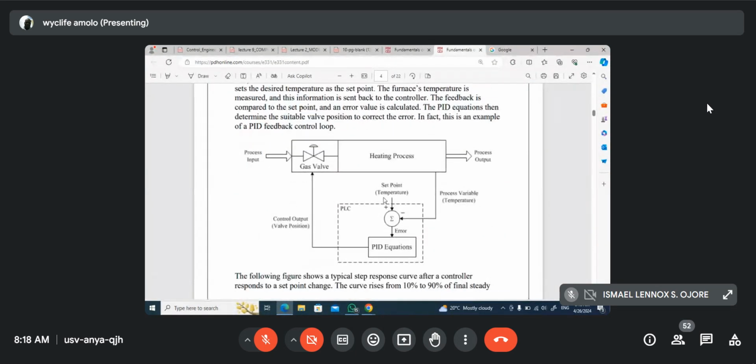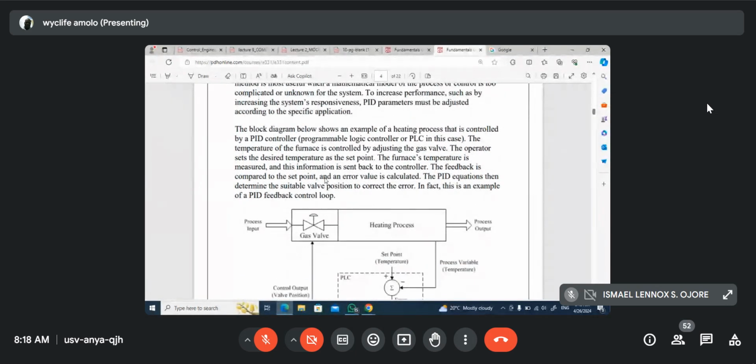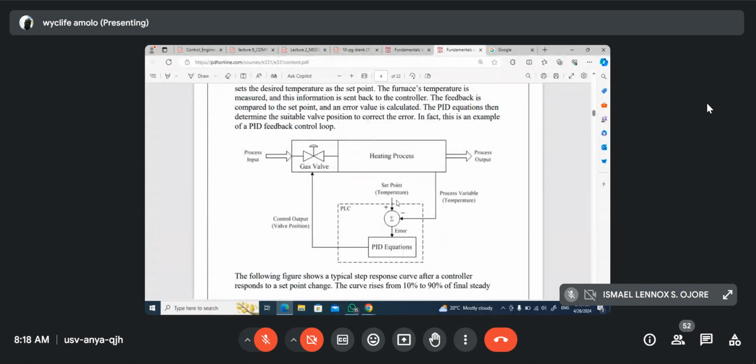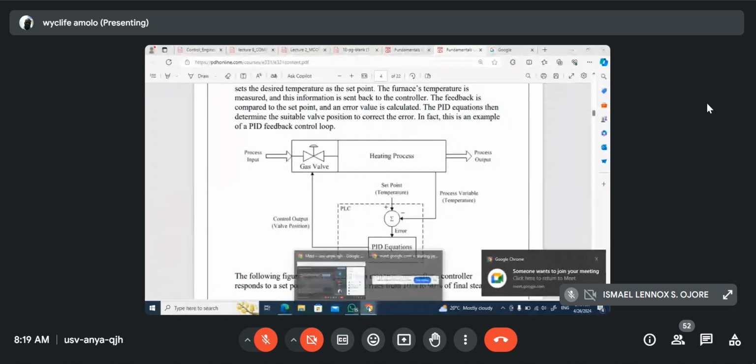Now, so we were talking about this one, which is supposed to check the temperature, the PLC. The PLC is a programmable logic control process, and the heating process takes place here, so that the process is set, and the valve is a controller, and you can do the analysis with the PID system.